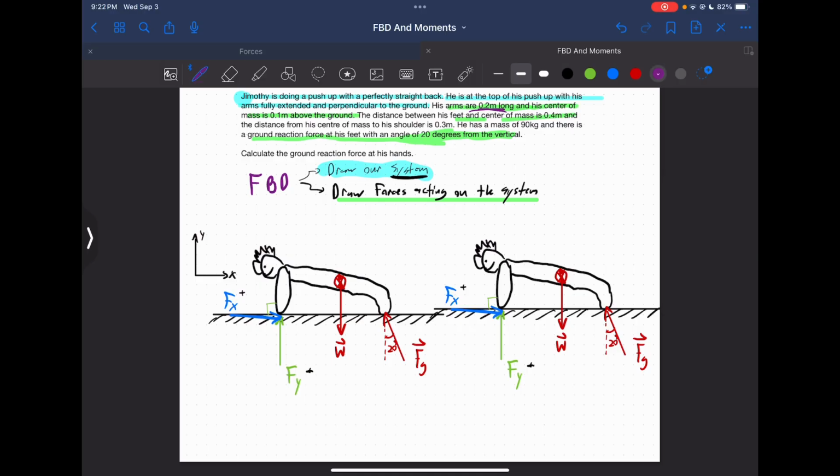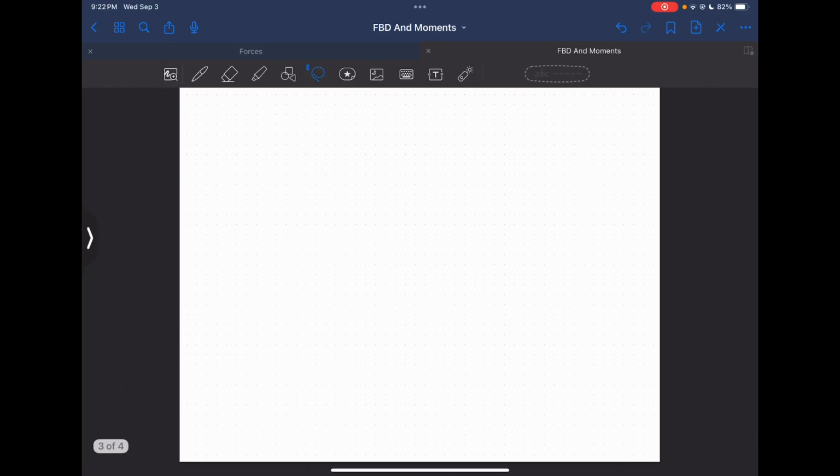So we know arms are 0.2 meters long, so we know that is 0.2. Center mass is 1 meter above the ground. We know 0.1 meter, we know that's 1 meter. And distance between his feet and center of mass is 0.4. So this is 0.4. And we know center of mass to shoulder is 0.3. So we know this is 0.3 meters. So we're given a pretty good understanding of Jimothy and the situation he's in.